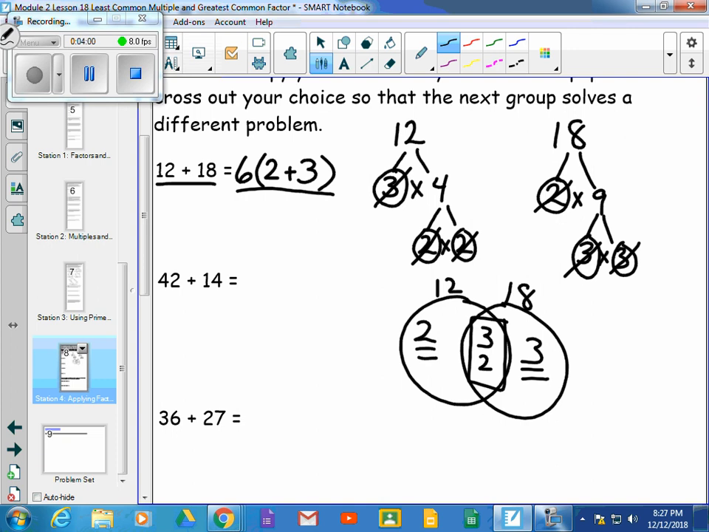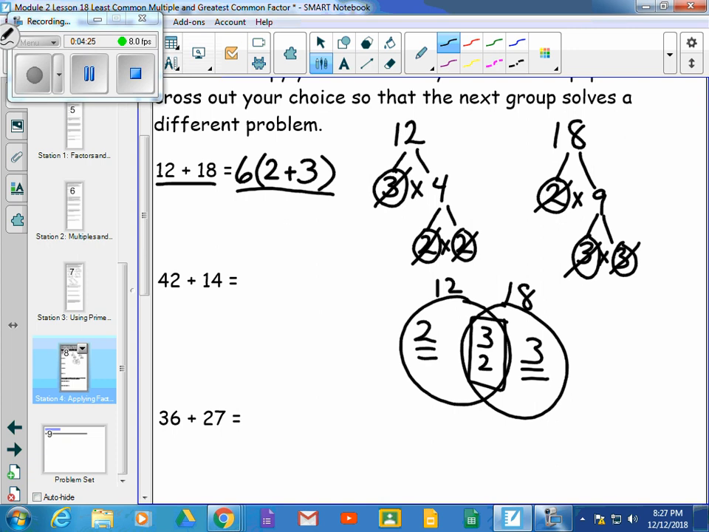We can prove this by using order of operations. We would do what's in the parentheses first. 2 plus 3 is 5. And then we would multiply it by 6 and get 30. And that's the same amount that we got for 12 plus 18 originally. All we're doing is writing an equivalent expression to those that are listed.